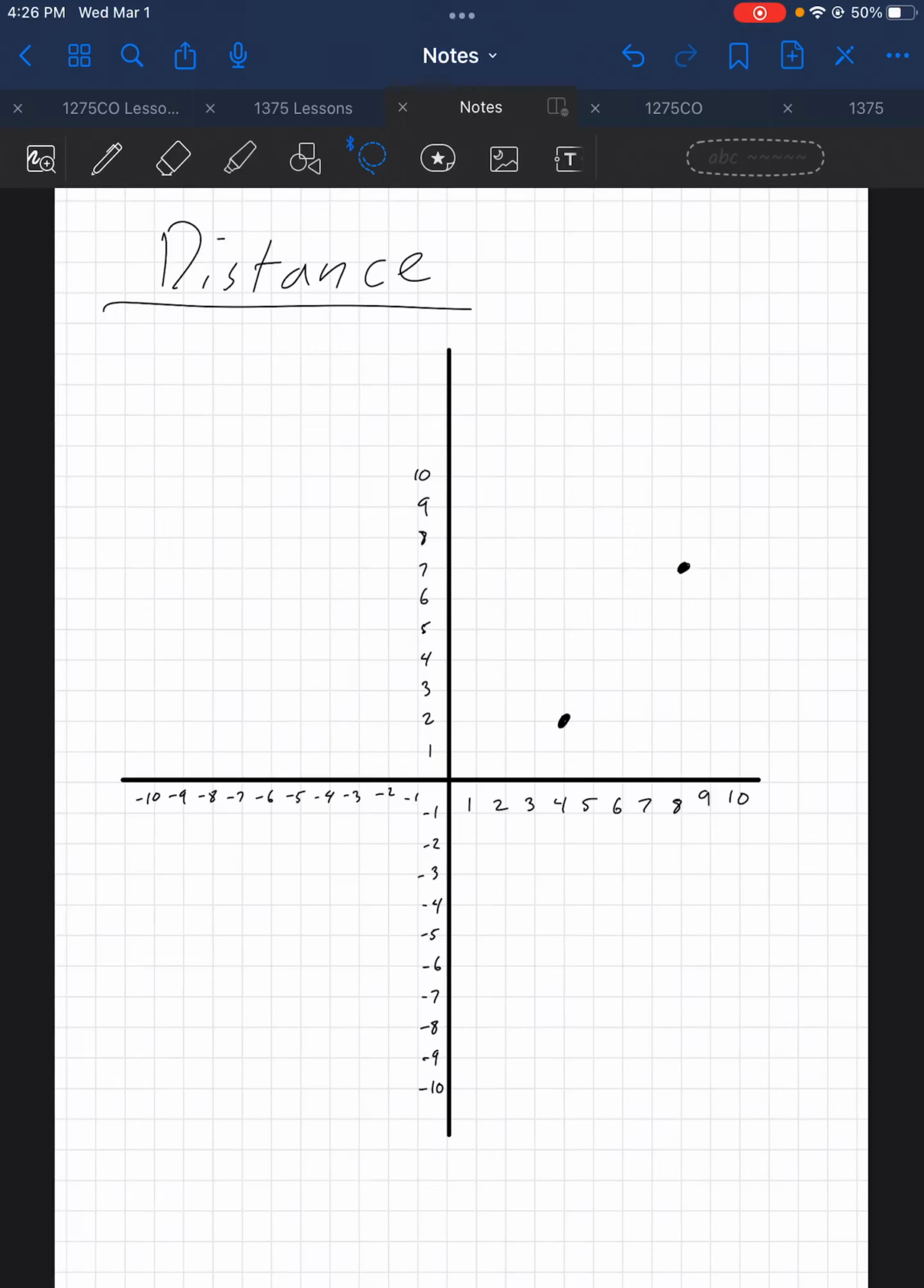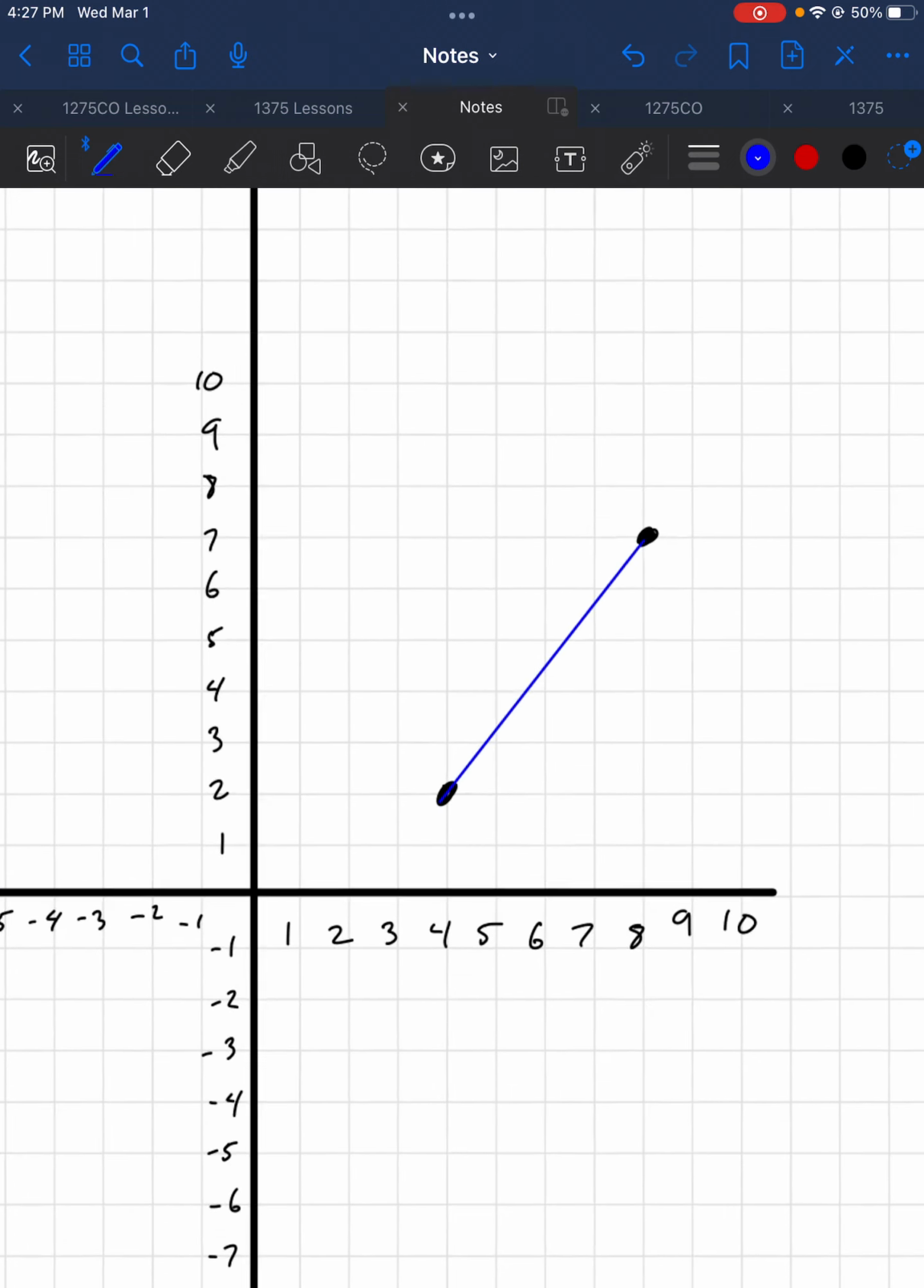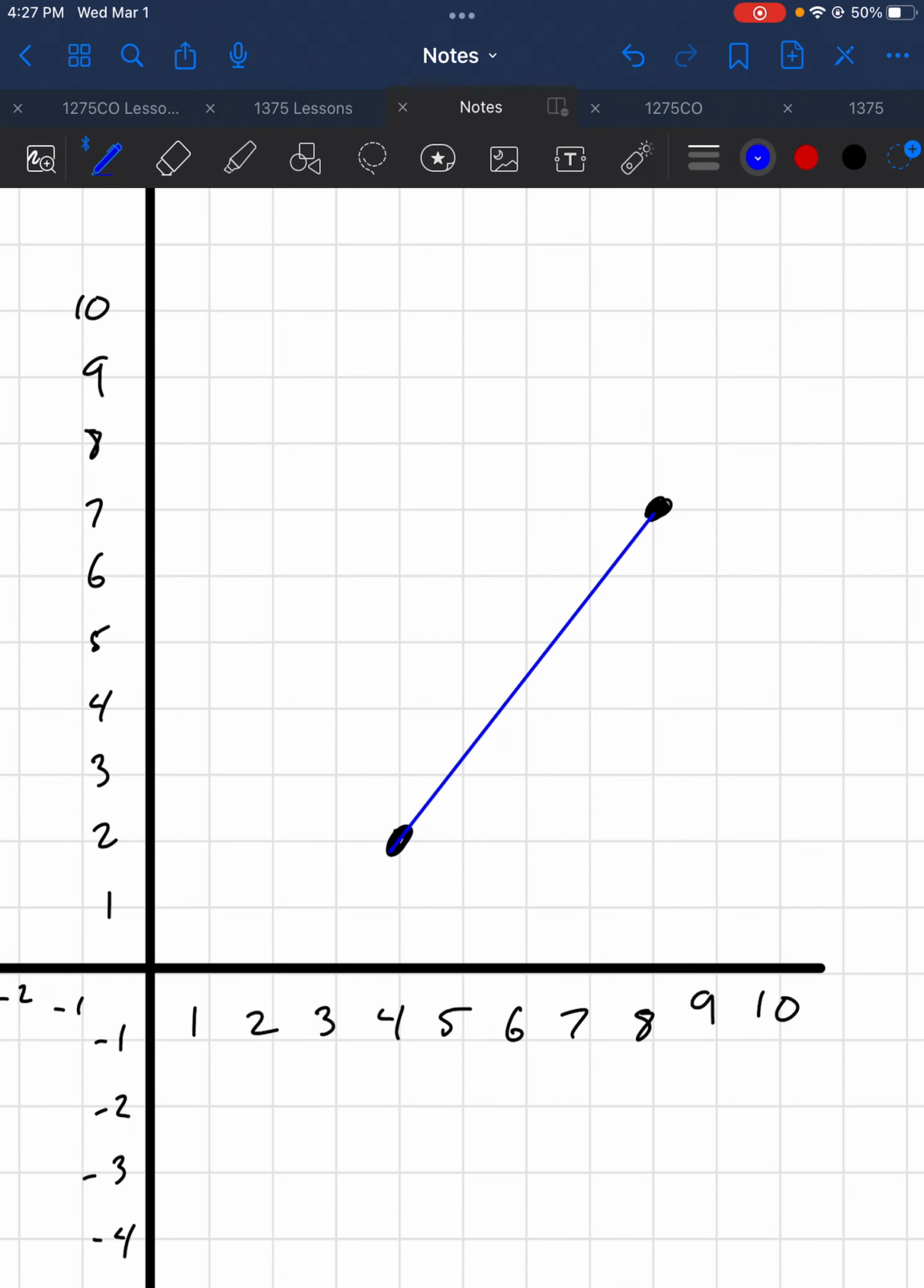Distance is a measure of length. When we're looking at the distance between 2 points on a graph, it's not quite as simple as just trying to count the boxes, right? Because this line doesn't really go through the boxes, so you can't really count them in that manner. But what we can do is count these boxes.